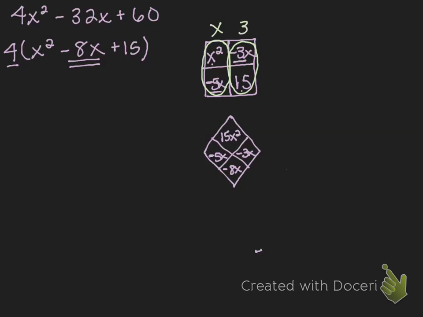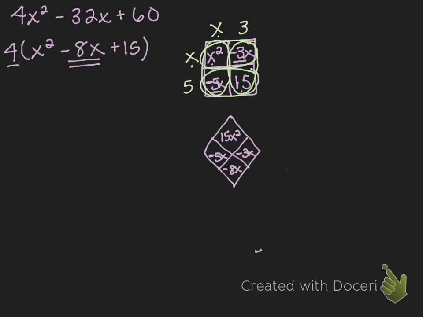I'll look at this first row here, x squared and negative 3x. I notice that they have an x in common. And then I look down here at the bottom, a negative 5x and a 15, and I will notice that they have a 5 in common. The thing that I want to do, though, is check to make sure that the outsides are the product that'll give me the insides.